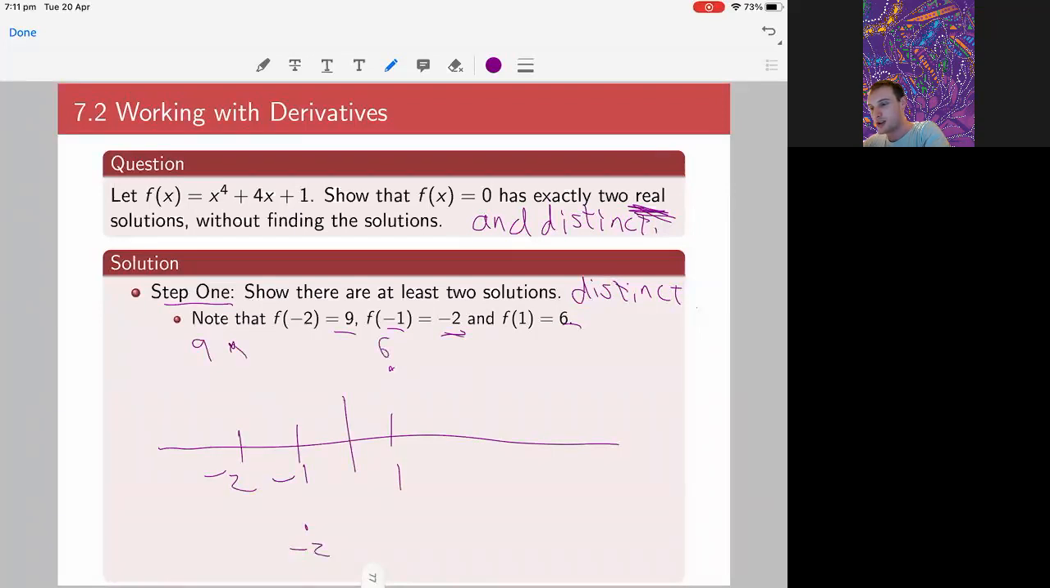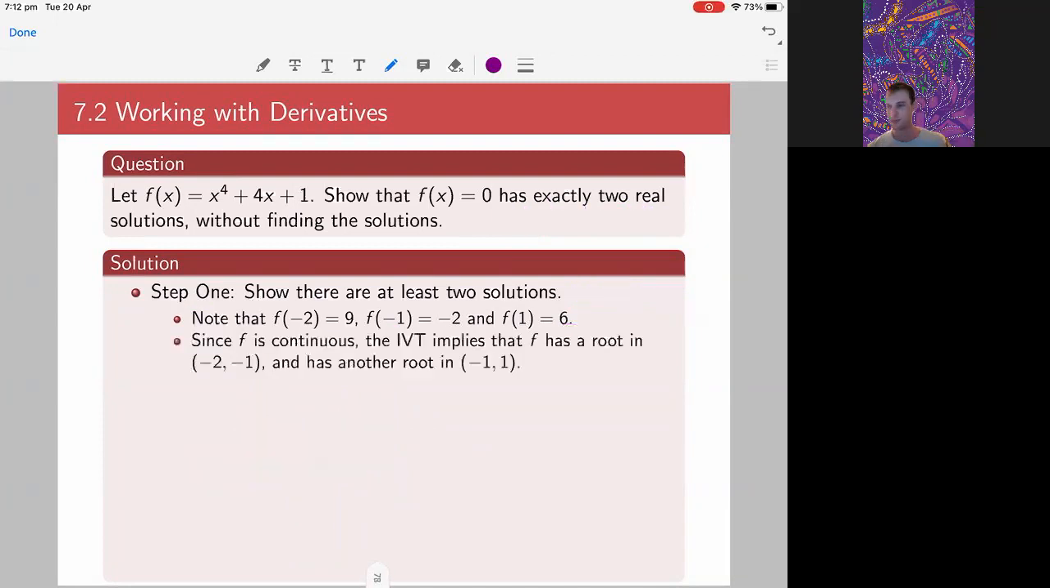Now, what you may notice is that there are a few ways I could join these dots up, but the function is continuous. So that means I have to cross the x-axis here, and then I have to cross the x-axis again here. It could be the case that this function does more than that. It could jump up and down here, and then jump up and down here. But we're not worried about that just yet. We're just trying to show that there are at least 2 solutions.